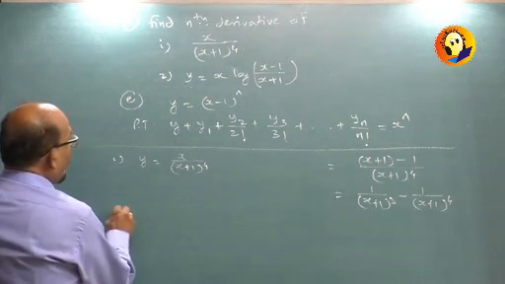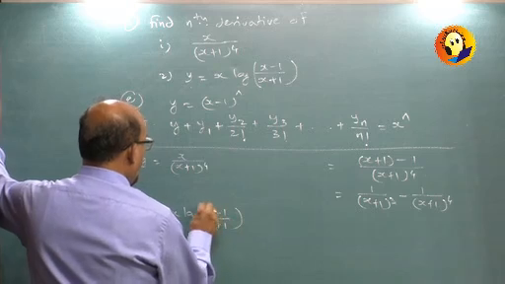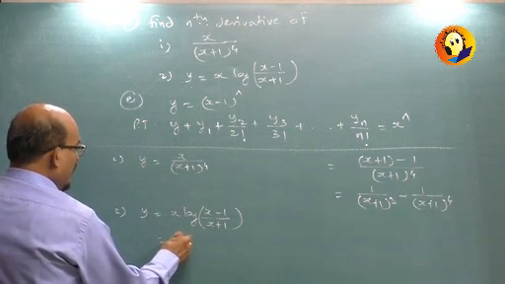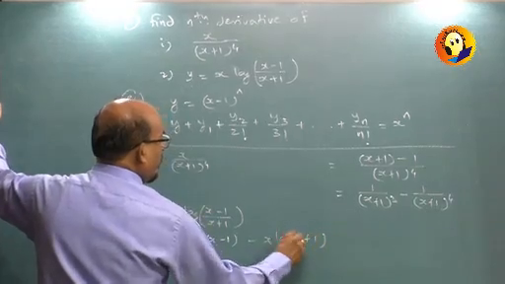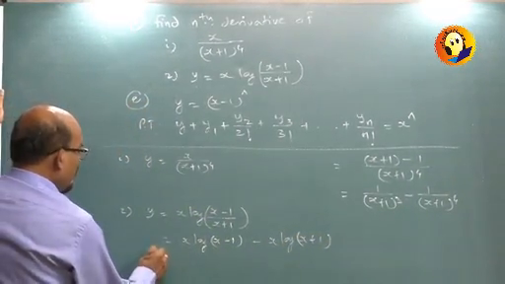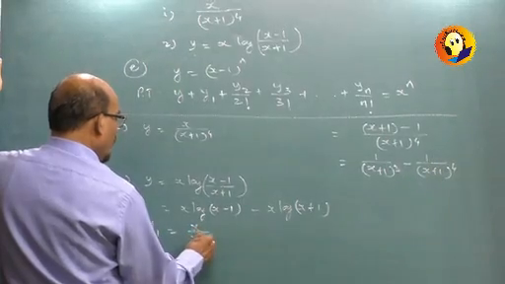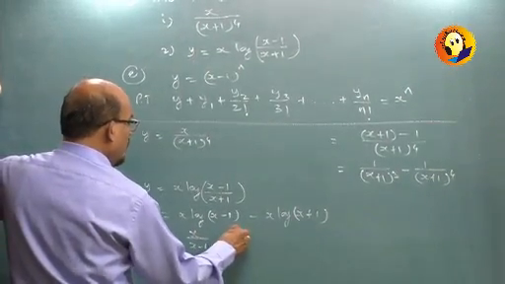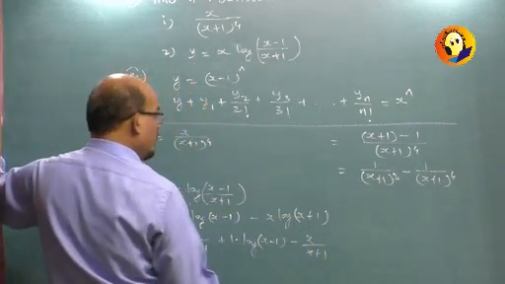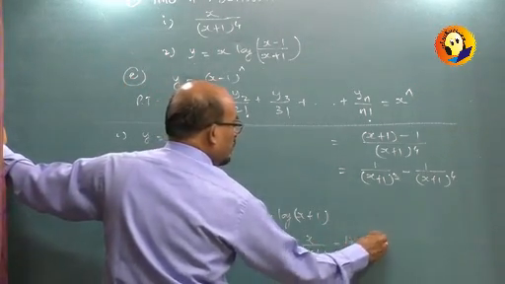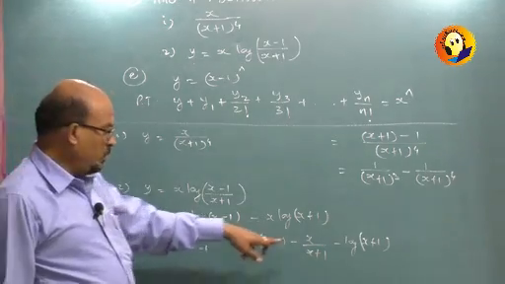For the second one, as y is given as x log of (x minus 1) upon (x plus 1), we can write it as x log of (x minus 1) minus x log of (x plus 1). And then y1 will be x into 1 upon (x minus 1) plus 1 into log of (x minus 1), minus x upon (x plus 1), and it will be minus log of (x plus 1). Here you will have to adjust again: x minus 1 plus 1, and this will be x plus 1 minus 1.